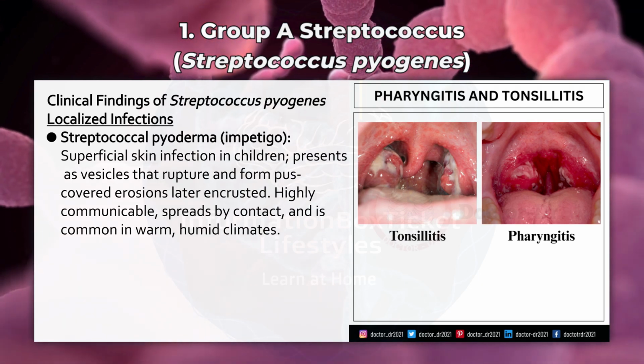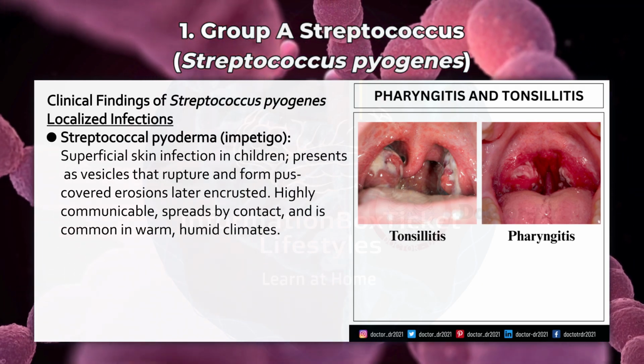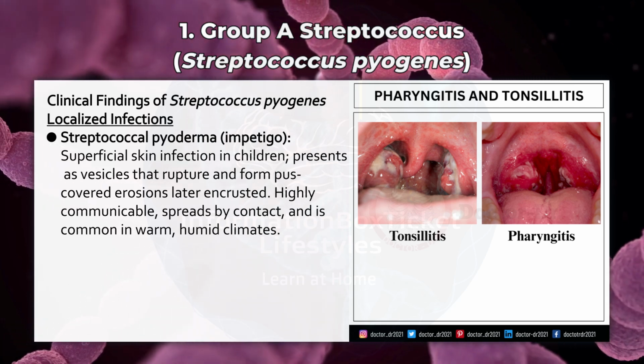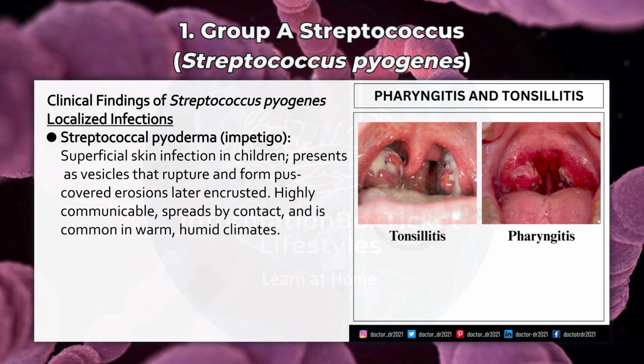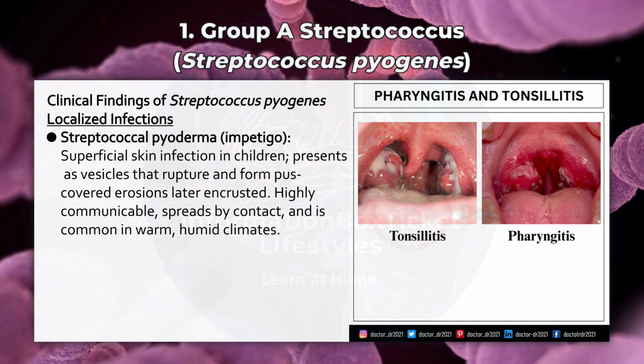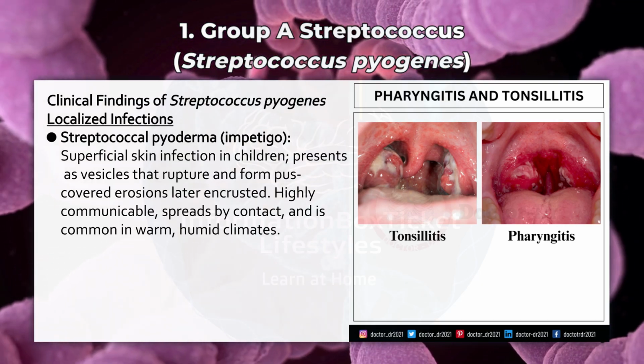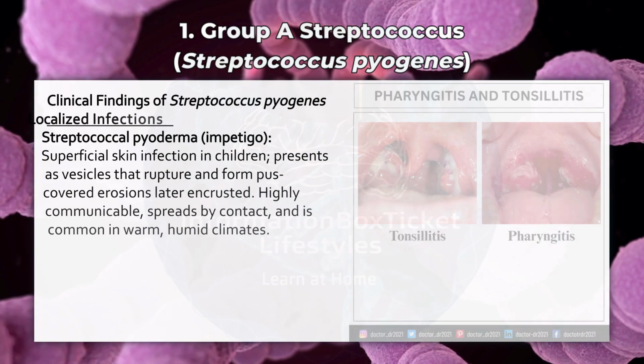Streptococcal pyoderma, impetigo, superficial skin infection in children, presents as vesicles that rupture and form pus-covered erosions later encrusted. Highly communicable, spreads by contact, and is common in warm, humid climates.